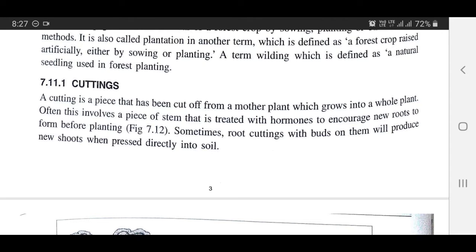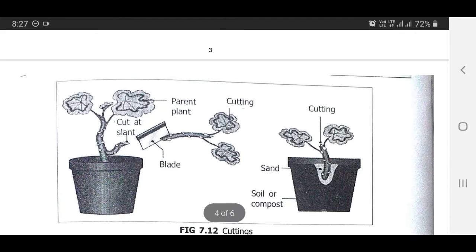A cutting is one of the simplest methods of propagation. A cutting is a piece that has been cut off from the mother plant which grows into a whole plant. Often this involves a piece of stem that is treated with growth promoting substances, that is root promoting substances, to encourage new roots to form before planting. Sometimes root cuttings with buds on them will produce new shoots when pressed directly into the soil.